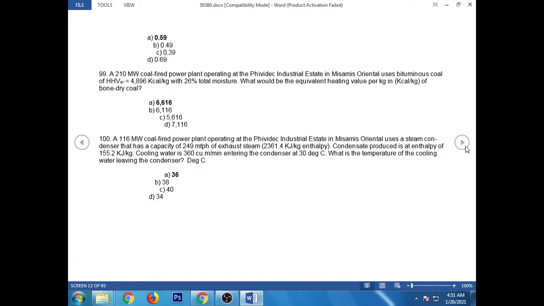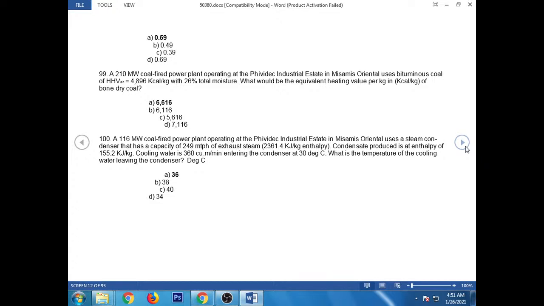A 116 megawatt coal-fired power plant operating at the Villanueva Industrial Estate in Misamis Oriental uses a steam condenser that has a capacity of 249 mtph of excess steam, 2,361.4 kJ per kilogram enthalpy. Condensate produced is an enthalpy of 152.2 kJ per kilogram. Cooling water is 360 cubic meter per min entering a condenser at 30 degrees Celsius. What is the temperature of the cooling water leaving the condenser?